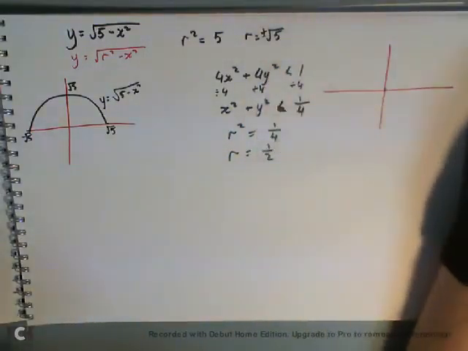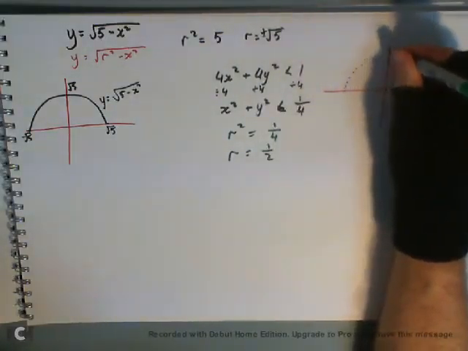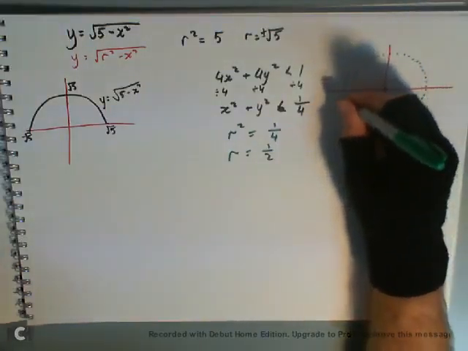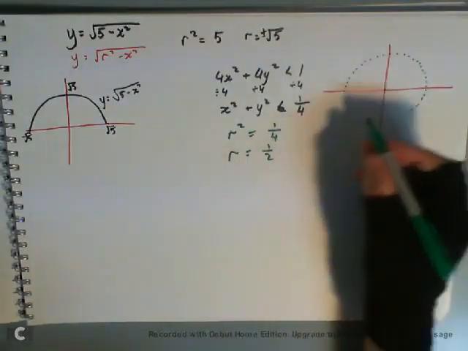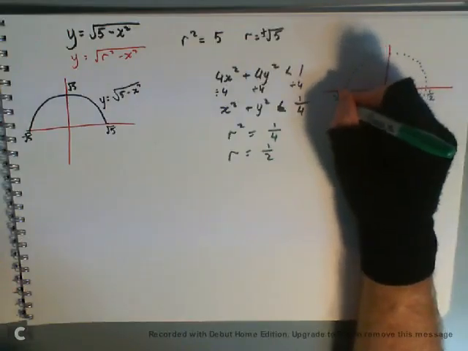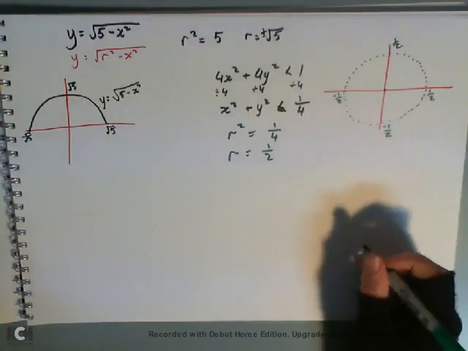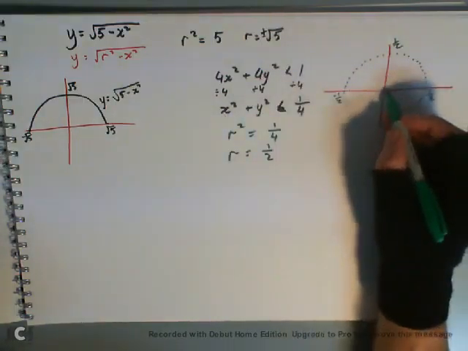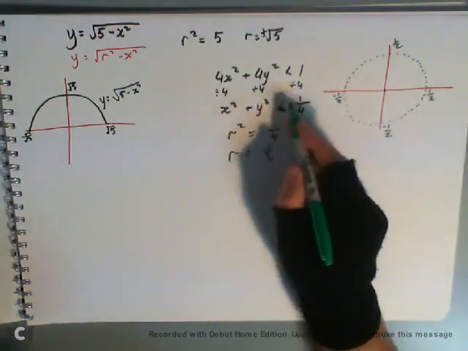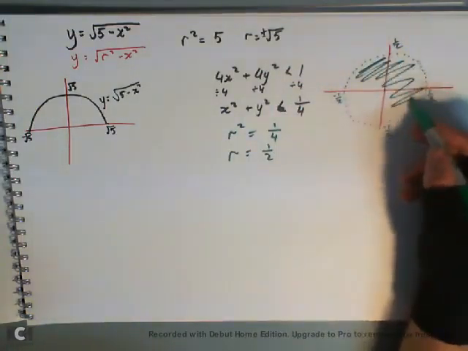Now, we've got an inequality, so we're not going to include the circumference because it's just less than. So we draw our circle, but we draw it as a dotted line. We've got a radius of a half. And we want all the numbers. Just checking again, 0, 0 is obviously the easiest. 0 squared plus 0 squared is less than a quarter. That's true, so we want all these numbers inside the circle.